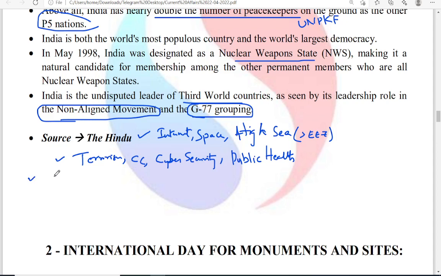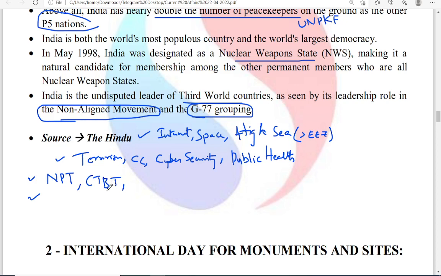Then what are the challenges, what are the obstacles for India to become a United Nations permanent member? First of all, even though we are a nuclear weapon country, we did not sign the Nuclear Non-Proliferation Treaty or the Comprehensive Test Ban Treaty. These two agreements were not signed by India, and the permanent members are saying that as you did not sign these two agreements, you cannot be the permanent member. That is one argument only.